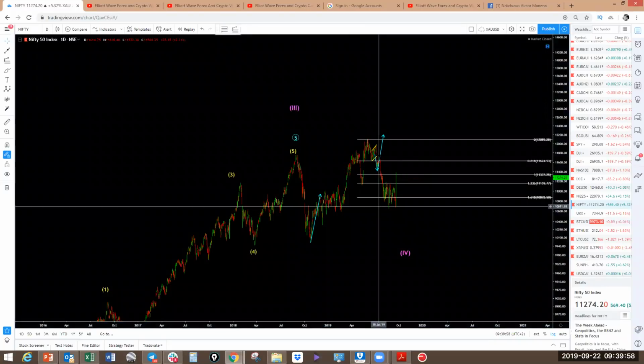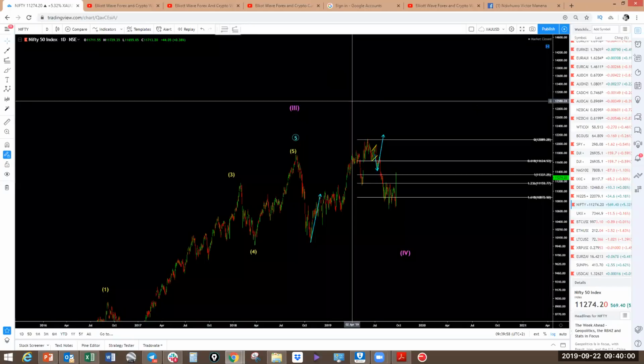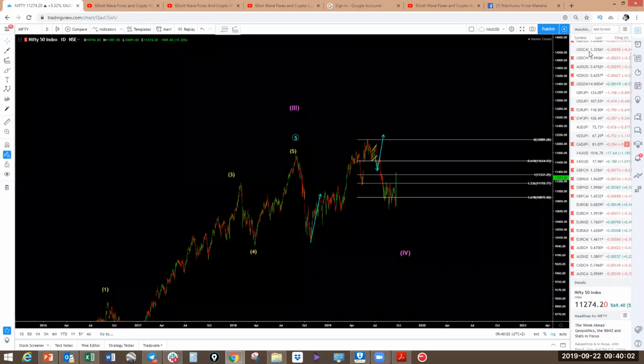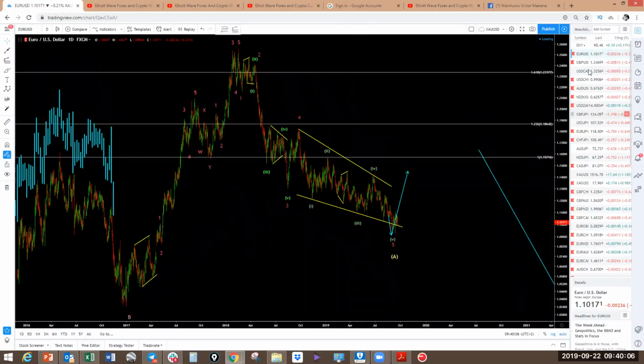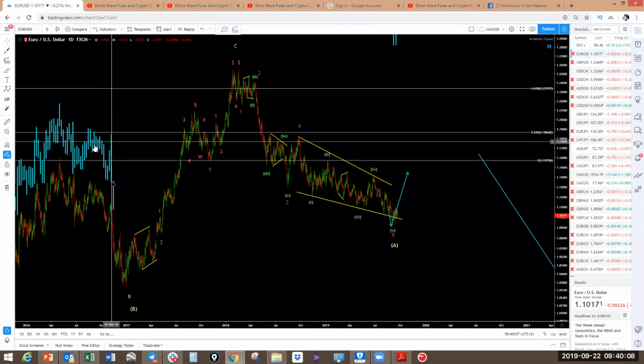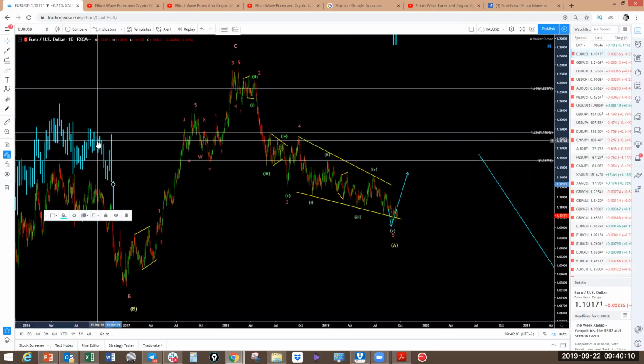Right, so that's the cryptos and the indices. Now we can go into the major pairs. Let's go into the major pairs. Now the euro is tricky together with pound US dollar right now.